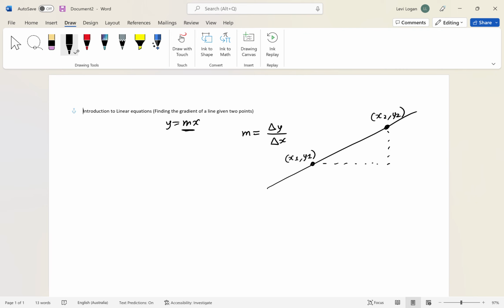Say there's an x-axis here and a y-axis here. Our x value is going to increase as we go across, from x1 to x2. So there's going to be a change in x here. Our y value is also going to change depending on our x value, going from y1 to y2. So there's going to be a change in y here.